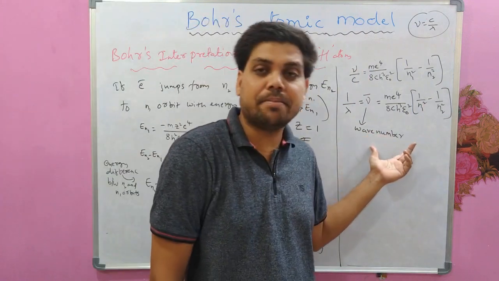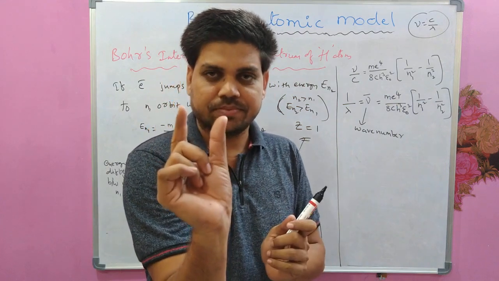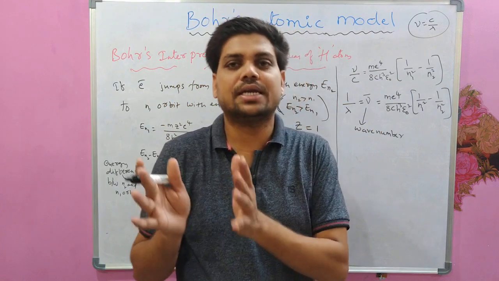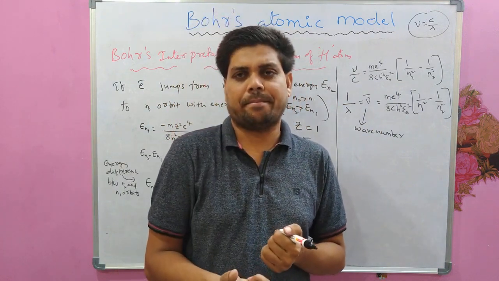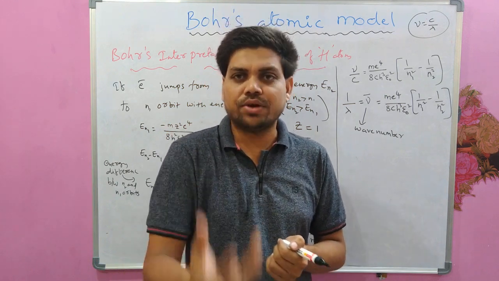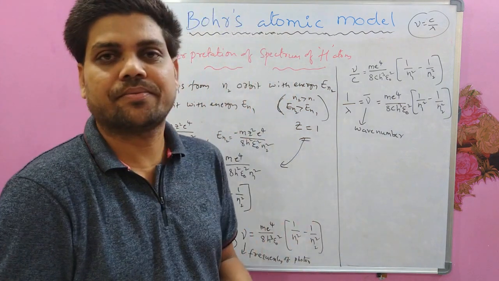What is wave number? It is the number of waves in unit length. It represents the number of waves in unit length. What is wave here? It is a spectral line, the frequency of the photon, which has some wavelength and frequency.